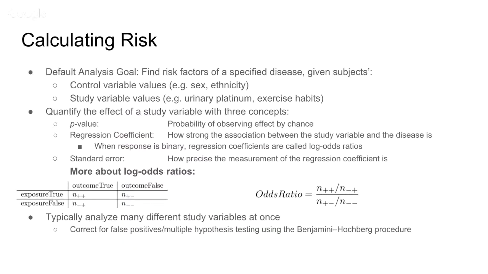Then this is just a little bit more of an overview of what we mean by risk. So you're finding risk factors with respect to control variables and study variables. The big things are these bullet points right here.